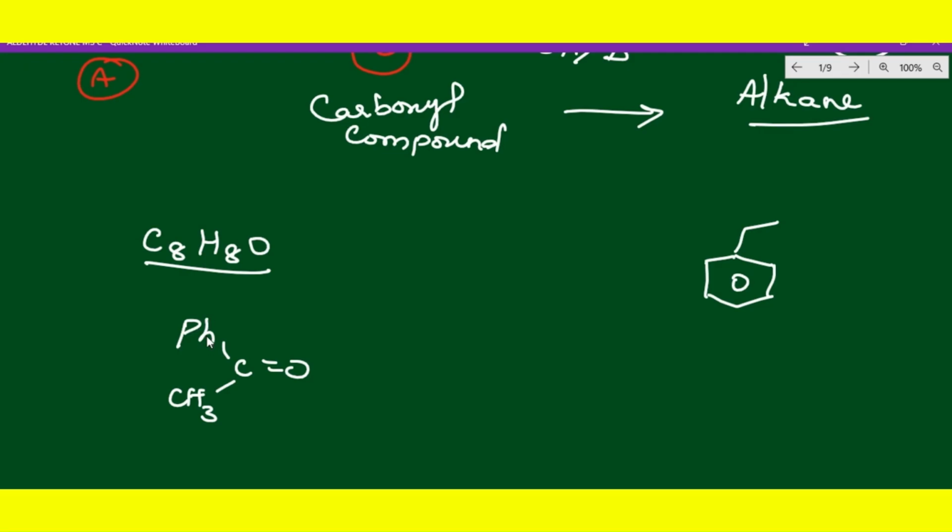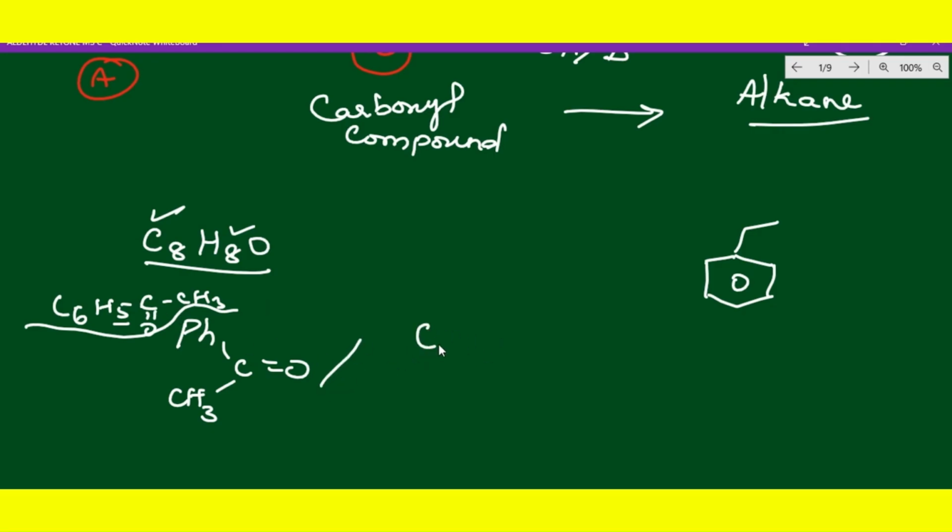So here phenyl means C6H5. So C6H5, here C double bond O, here CH3. That means here 6, 7, 8, so C8. H, how much? Here 5 plus 3, 8. So, C8H8O. Yes, we got it. Or else, it might be aldehyde. This is a keto group.